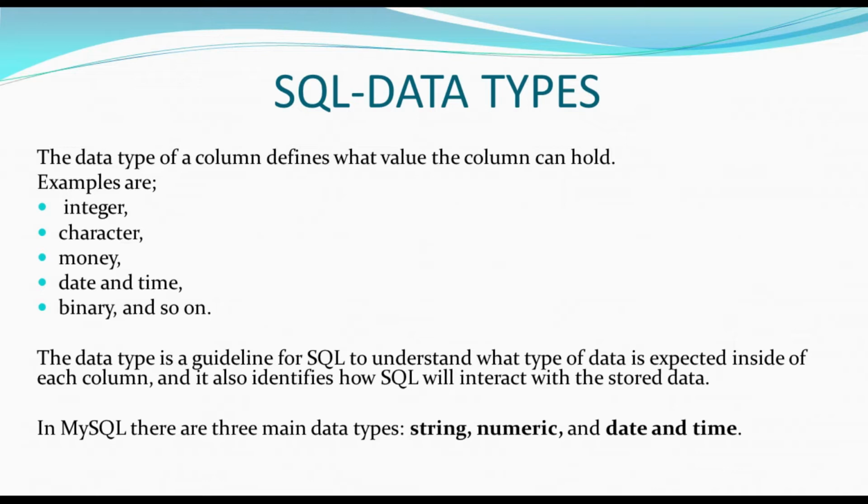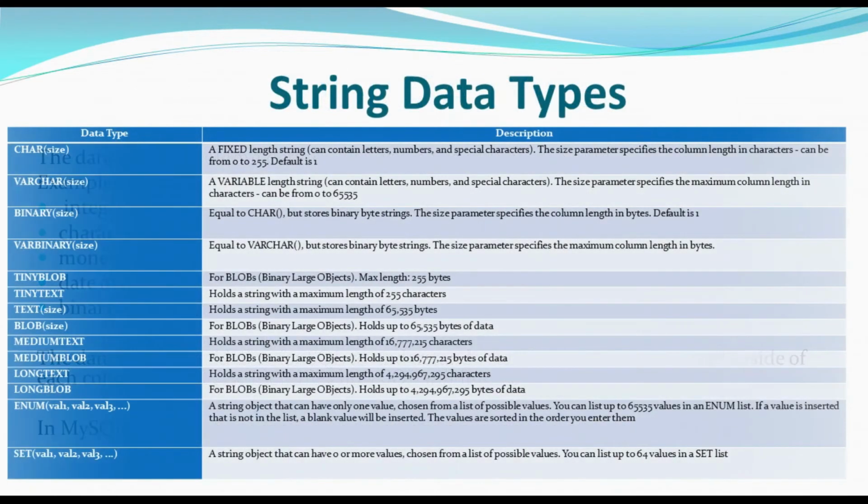String simply refers to text, numeric refers to numbers, date and time will refer to the normal date and time that we know. We have float. There are a lot of them, but we only talk about the common ones. Okay, so this table gives the various data types and their descriptions. So you can just read through.